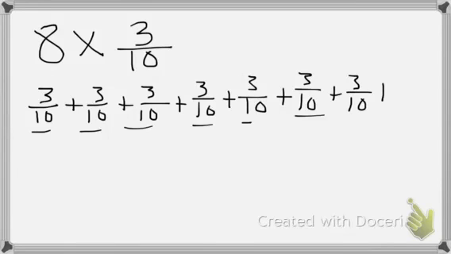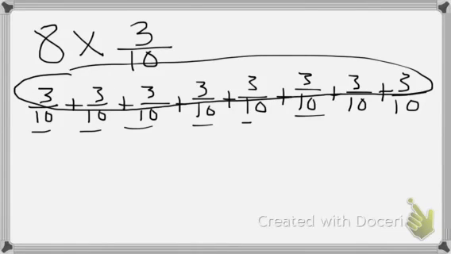1, 2, 3, 4, 5, 6, 7, and 8. How many tenths would that be? Wow, look at all those tenths. So you have 3 plus 3 plus 3 plus 3 plus 3 plus 3 plus 3 plus 3. What is that going to make? If you add up all of those numerators, you're going to get 24 tenths.